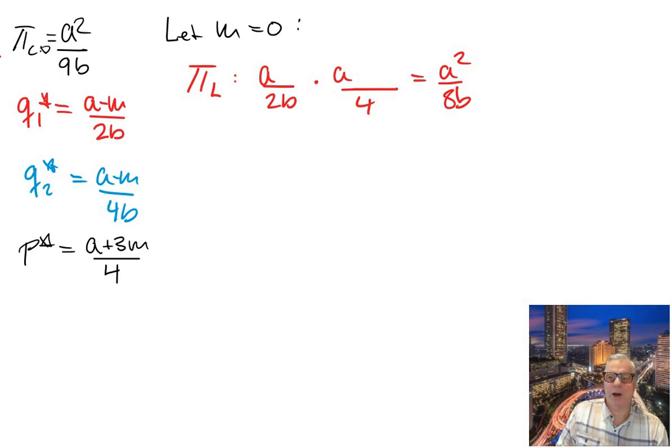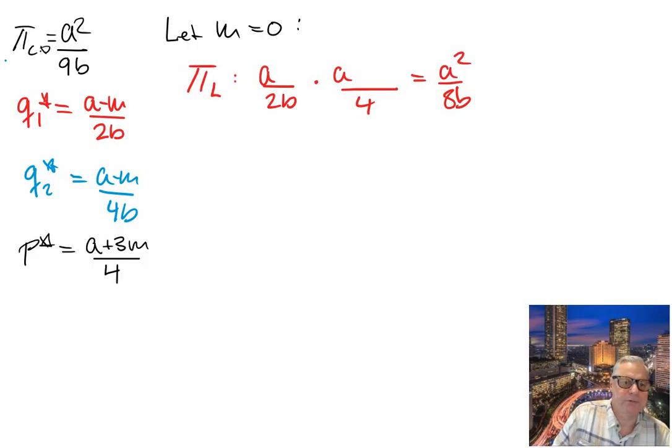Well, we can already see that the leader now makes a higher profit than what the firm does in a Cournot duopoly, because A squared over 9B, and let's just assume B is 1 for example, but it doesn't matter, we divide here by a smaller number, so the profit is greater for the Stackelberg leader.